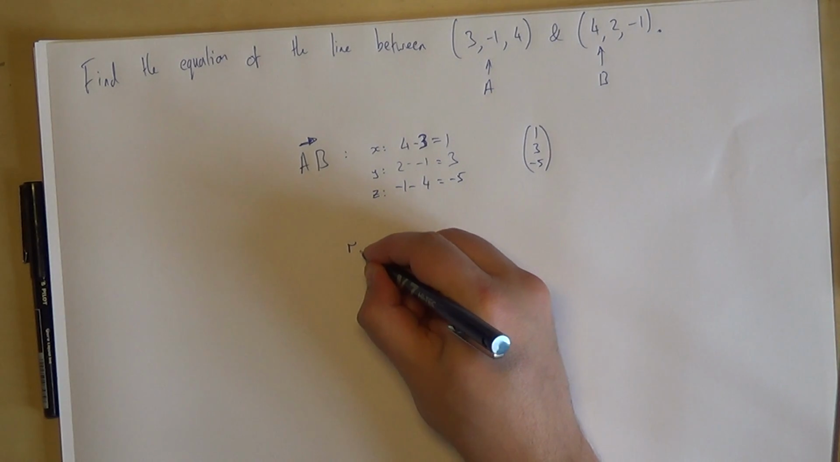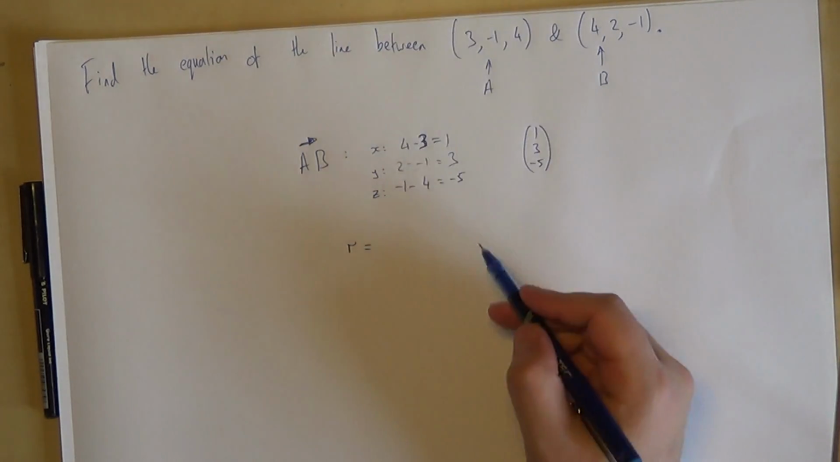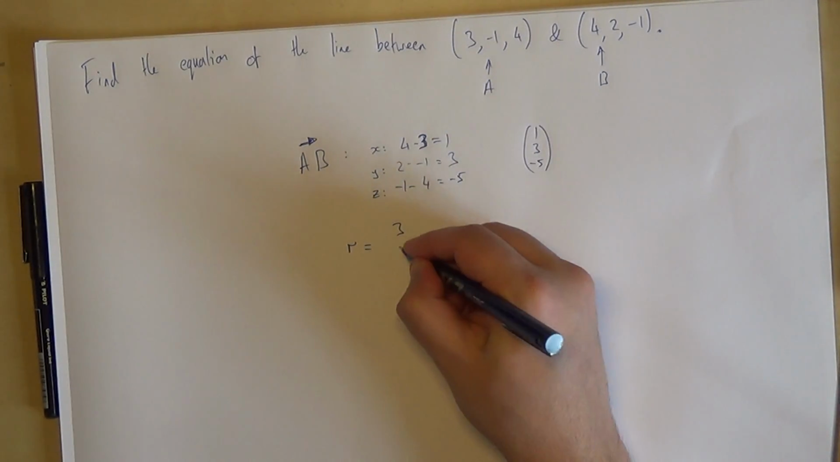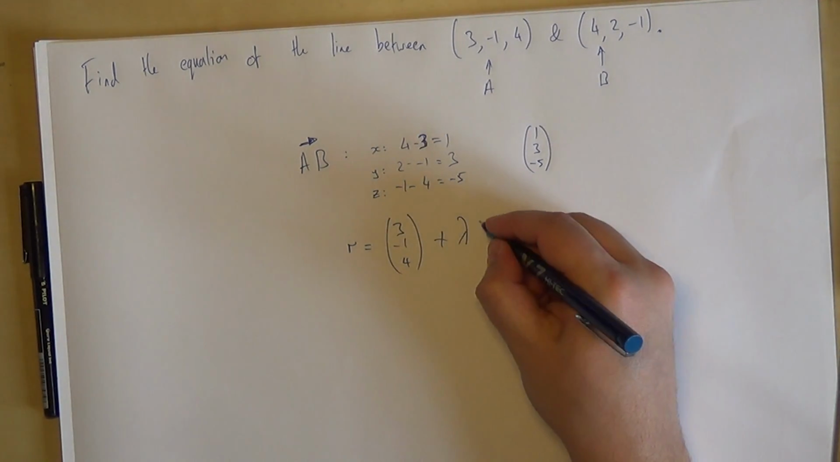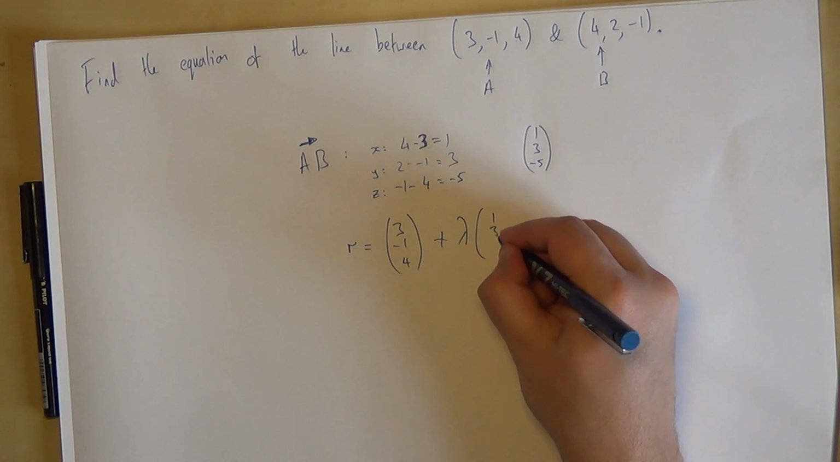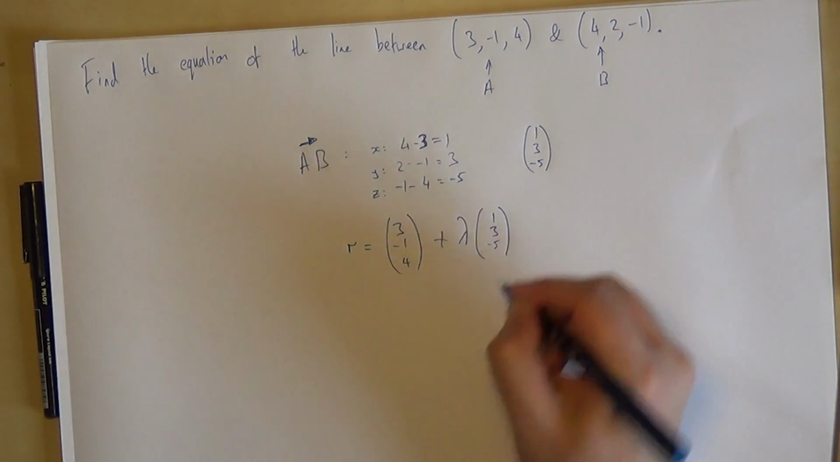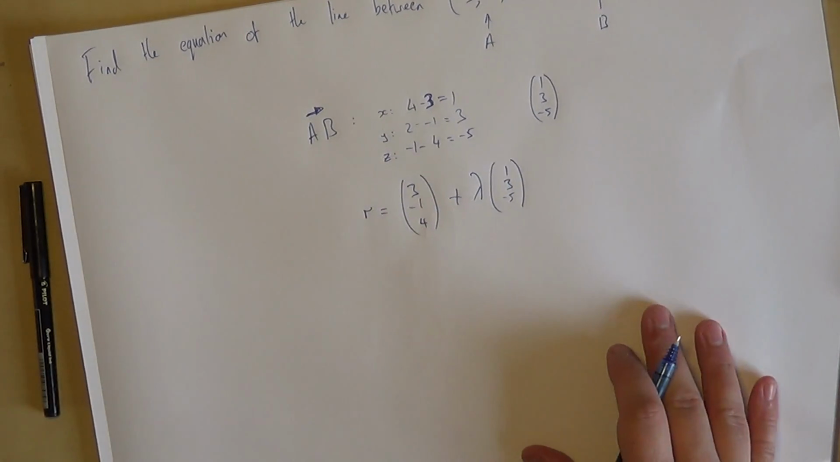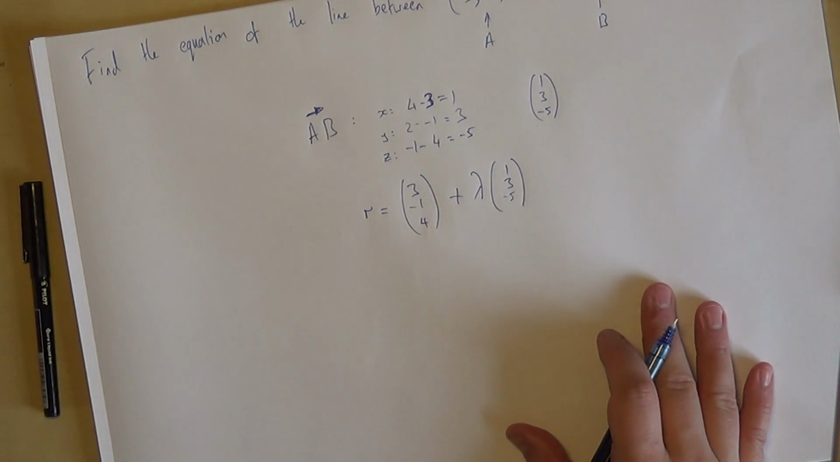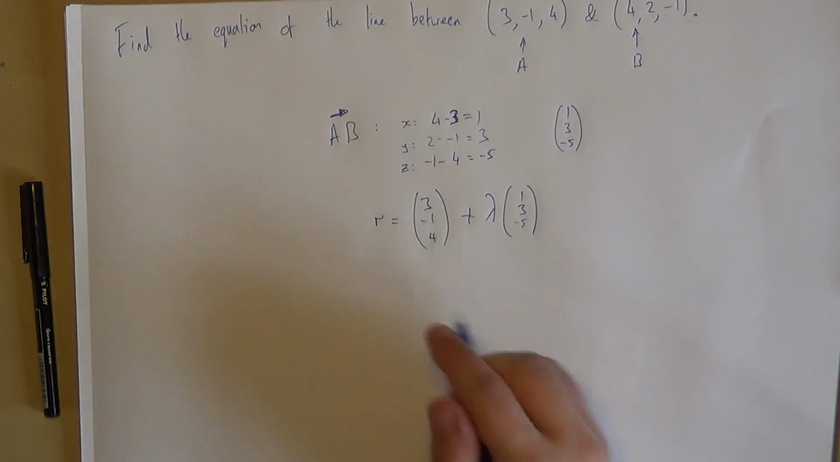Now the line must go through one of these points, doesn't matter which, and it's some steps of that vector. Done. Easy as that. And again, the reason that this is an excellent way to write about lines using vectors, it doesn't matter how many dimensions we're in.